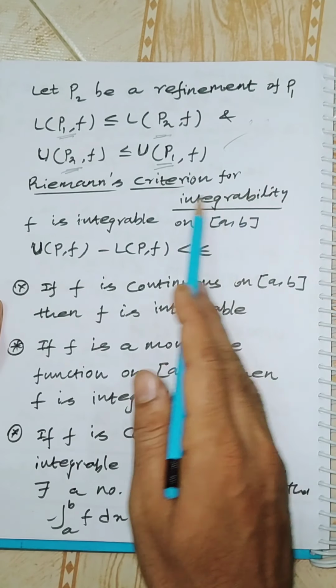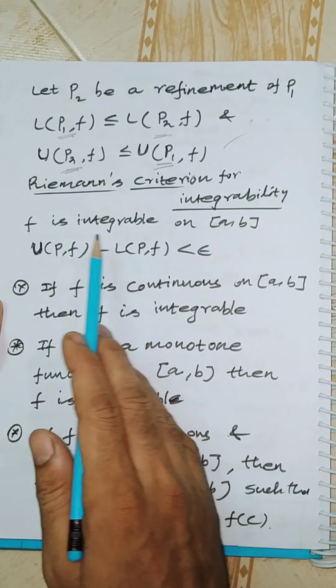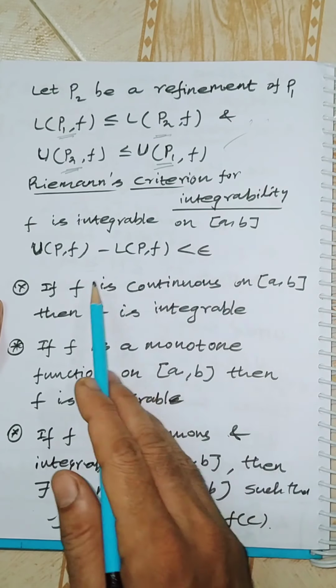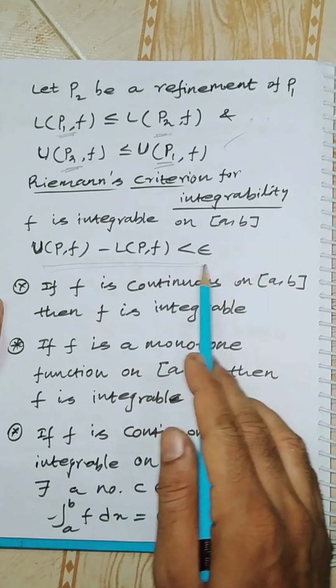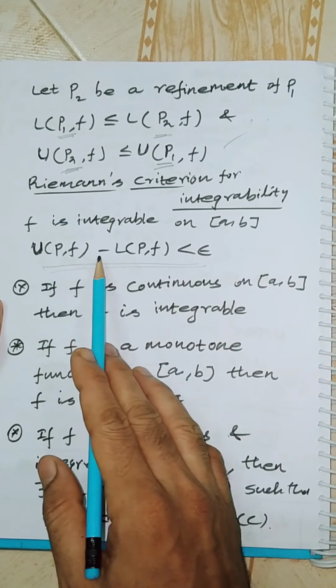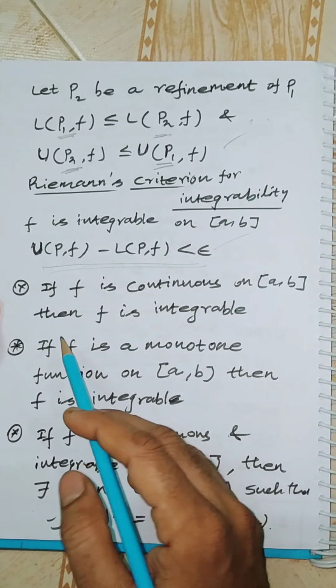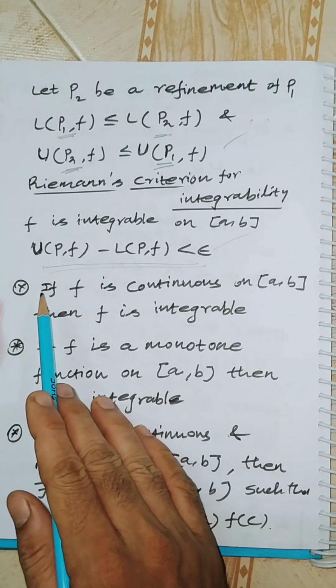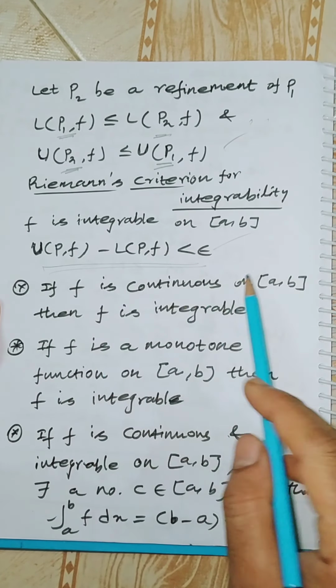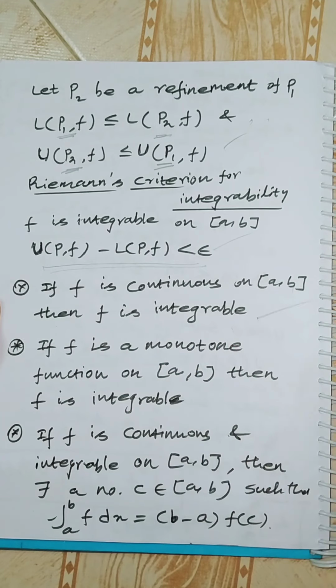Then the Riemann criterion for integrability: f is integrable on the closed interval if and only if, for every epsilon, upper sum minus lower sum is less than epsilon, which is well known. Next, an important theorem: if f is continuous on a closed interval, then f is Riemann integrable.